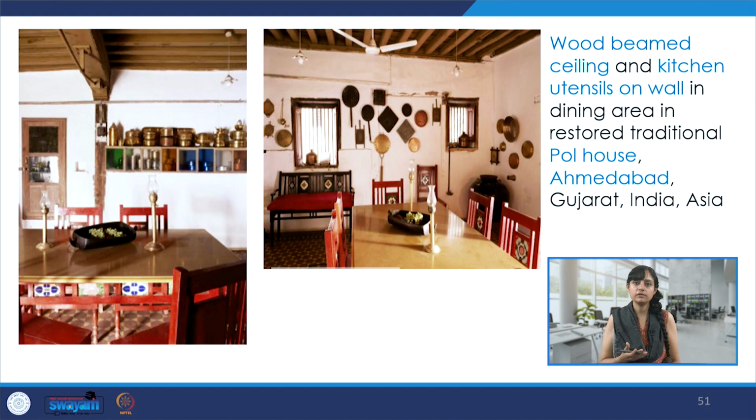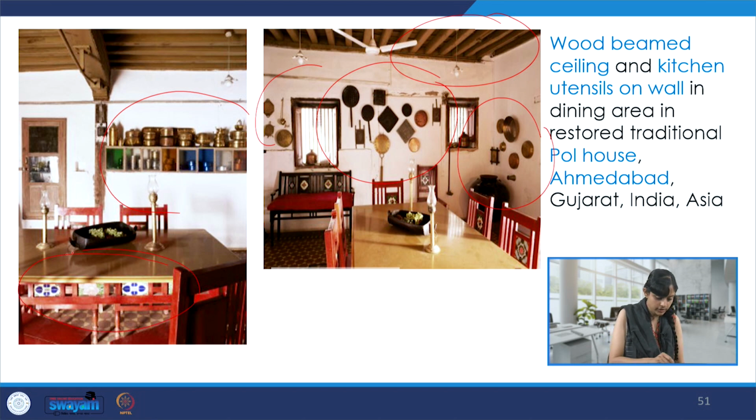Another project here where we see details of timber on the ceiling, interesting utensils, the arrangement of the objects in the space, the kind of detail over here on the furniture pieces, and the kind of color scheme that we see over here. And all the furniture has a very, very distinct vocabulary. So this is from Gujarat. This is a traditional pole house, and this is also a very interesting piece of interior space.